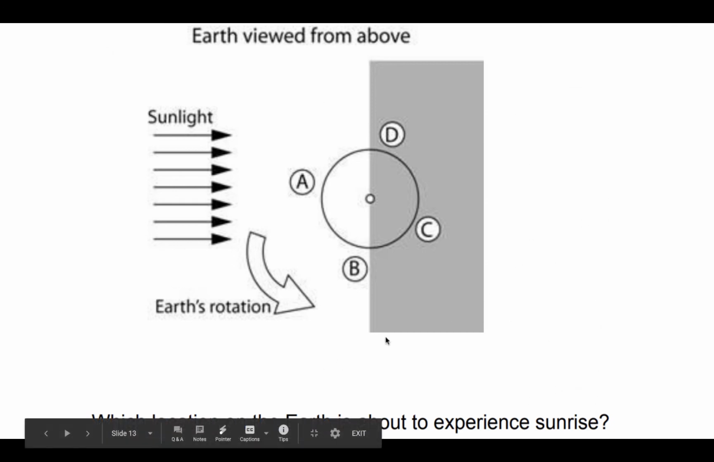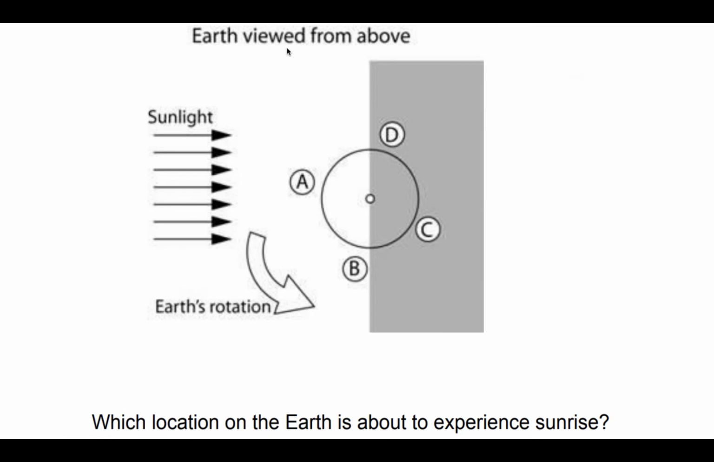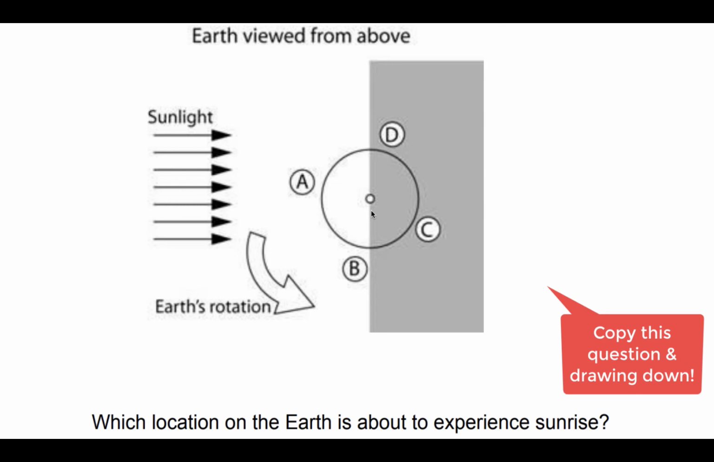Let's look at the diagram so we can make sense of it. Here we see the Earth viewed from above. So we're looking at the top of Earth. Sunlight is coming in this way, which means this side is experiencing daytime, this side is experiencing nighttime, and the Earth is spinning this way. So if we're rotating in this direction, which location on Earth is about to experience sunrise? Which one is about to go into daytime? Okay, think about that for a second, and then we'll look at it.